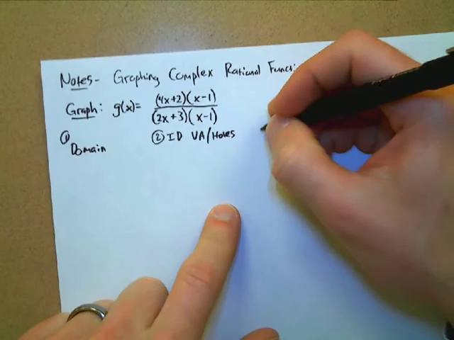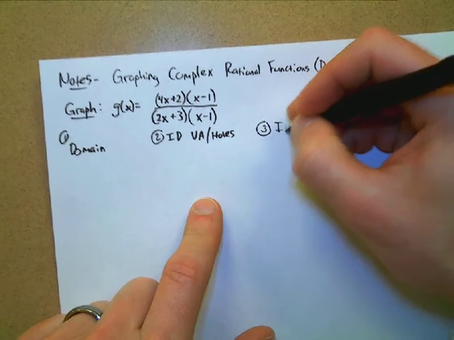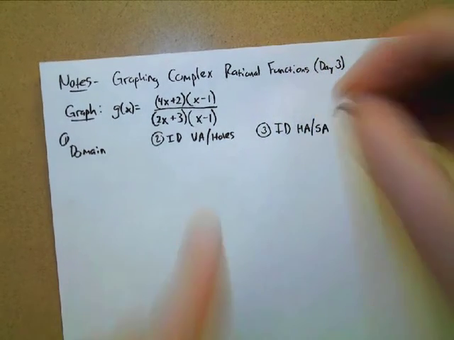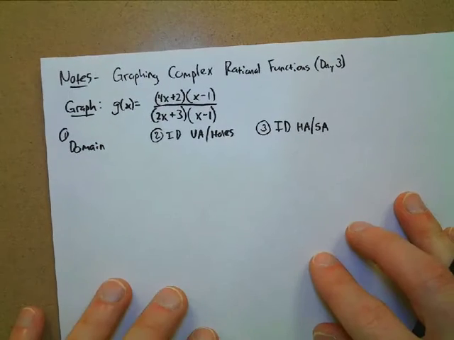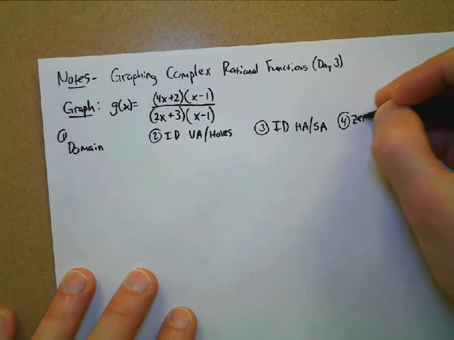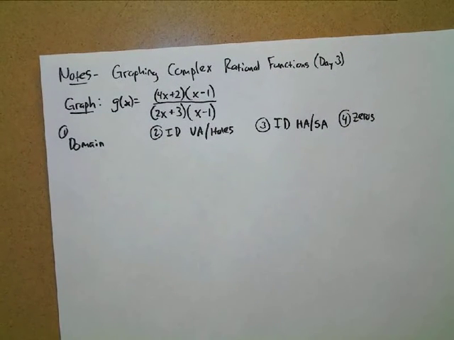And then the other thing we want to do is identify any horizontal asymptotes or slant asymptotes. And then probably finding some zeros would be a good idea too. And if we need to, we'll then find some additional points. So these are, I would say, the 4 main things that we look for or find.